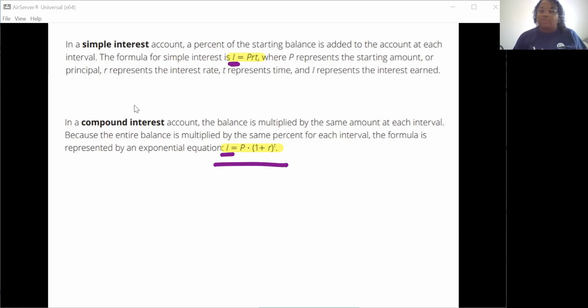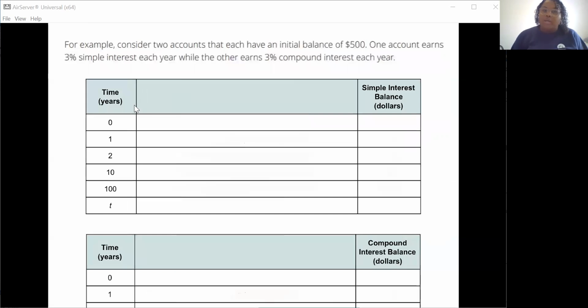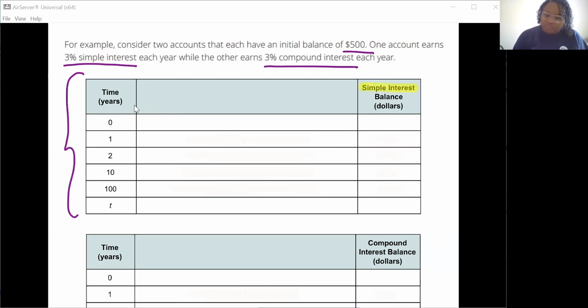Let's go ahead and take a look at these in the context of a real example. So we're going to consider two accounts here that each have a beginning balance of $500. So that's our principal or P. One account is going to earn 3% simple interest each year. The other account will earn 3% compound interest each year. So let's go ahead and start with our first table. And this one here is all about simple interest.